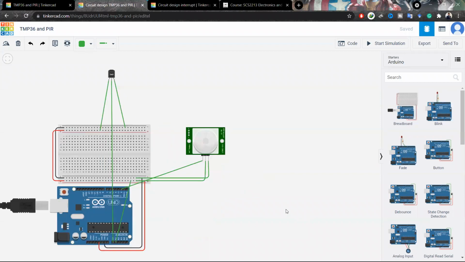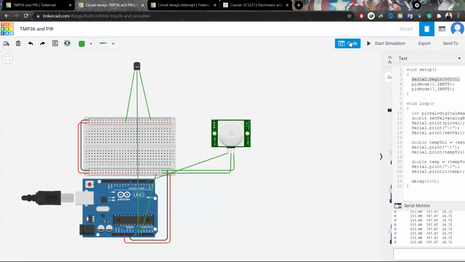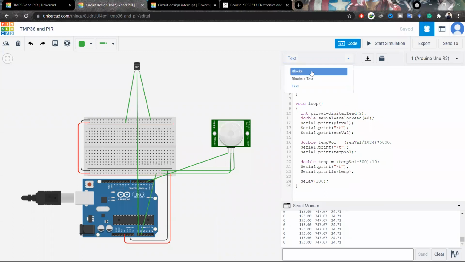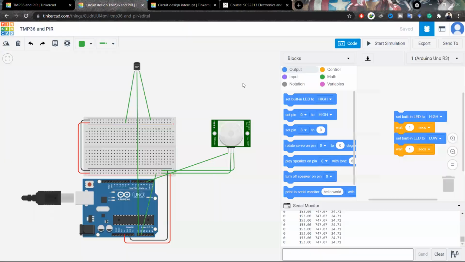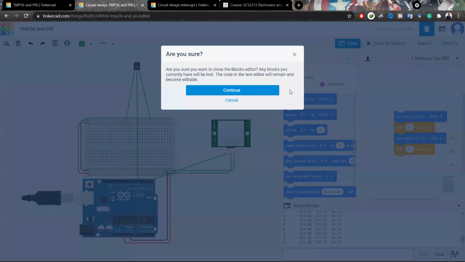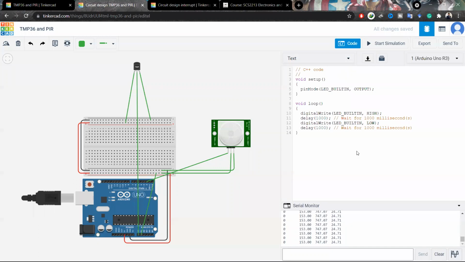Then you should go to the coding part. By default, it will be set to these blocks, so you have to change that into text.